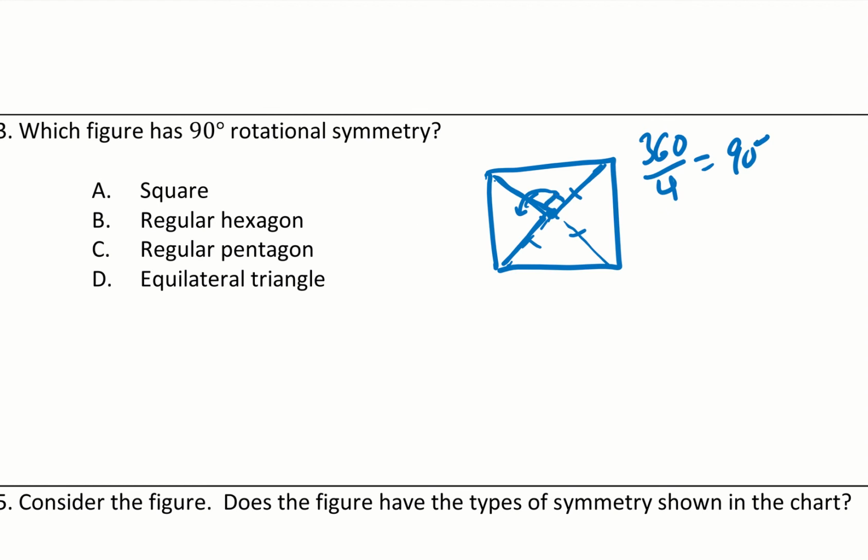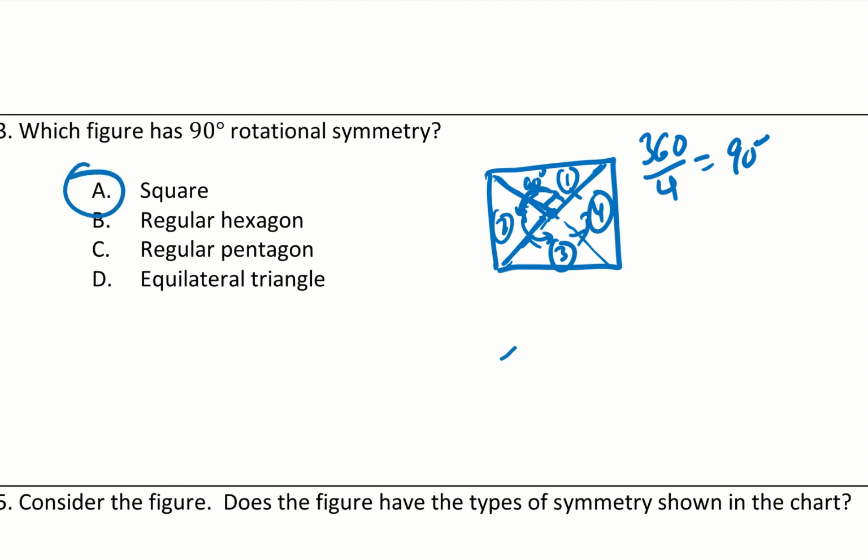So we know that for a square, the diagonals are perpendicular. And that makes sense here. So if I rotate this 90 degrees, I will get from point 1 to point 2. Rotate it another 90 degrees, I get that, and so on. So this has rotational symmetry.